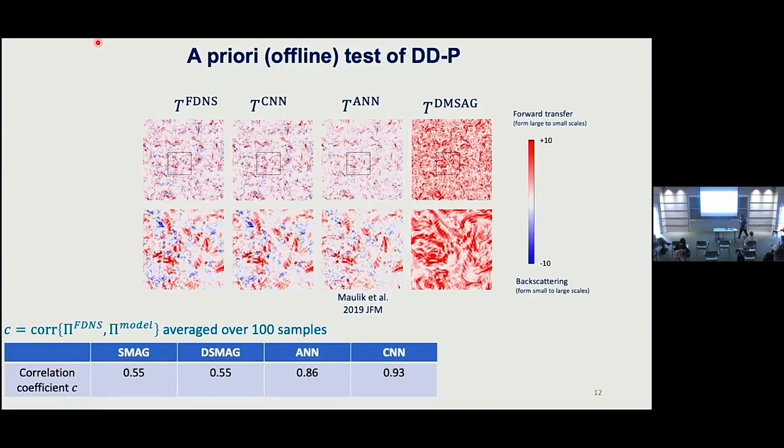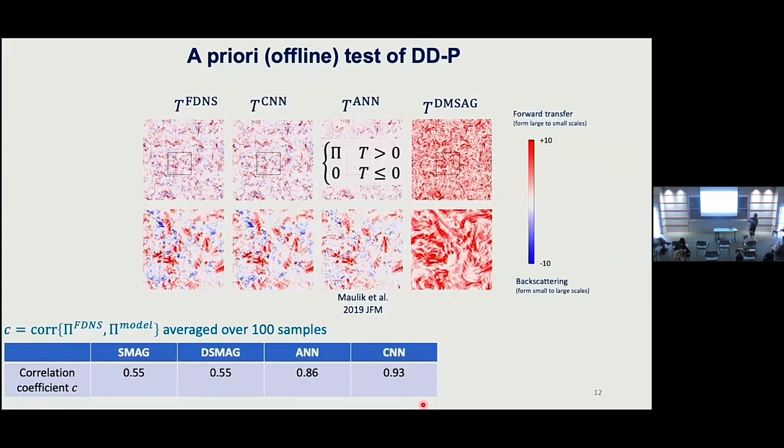They found that this ANN would actually lead to instabilities. What they did is what's called positive clipping, which has also been used for the physics-based model, which is wherever your SGS model is predicting backscattering, you actually set that to zero. And that would lead to a more diffusive model, but then you get a stable solver.